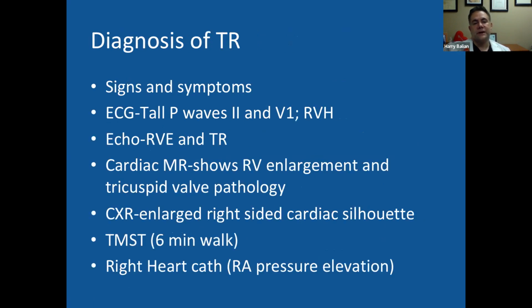So diagnosis, signs and symptoms: EKG showing tall P waves in V2. Those are called the Himalayan P waves. And an echo showing right ventricular enlargement and TR. The cardiac MR shows RV enlargement and tricuspid valve pathology. And of course, the chest X-ray shows a very pronounced right-sided cardiac silhouette.